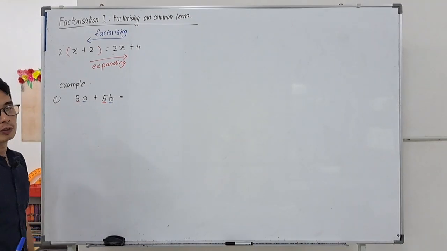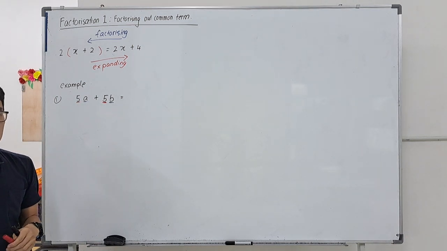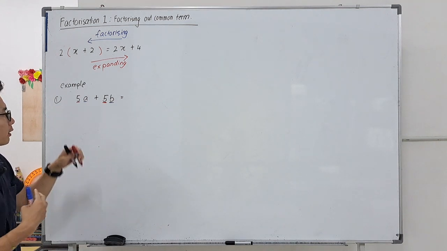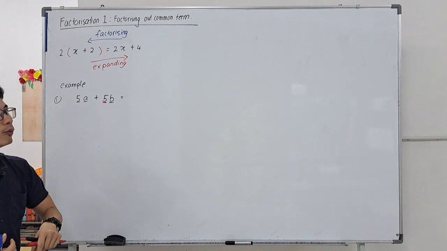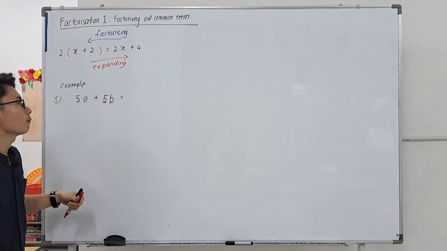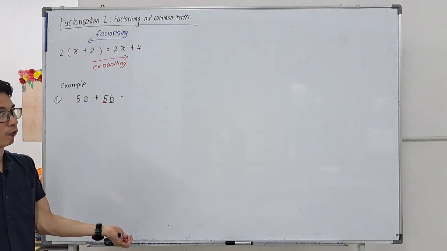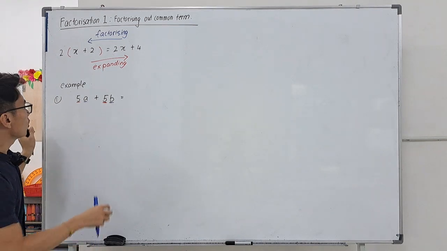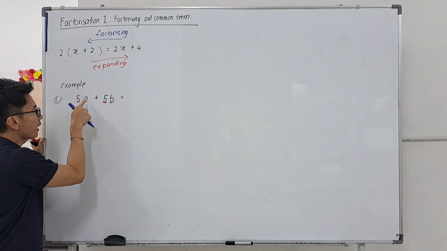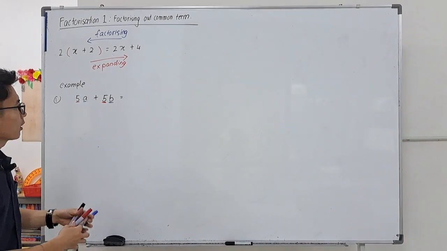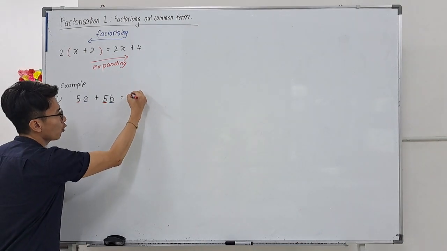So let's look at the numbers first. What is something that is common between these two numbers? If you look at them, you might notice that both of them are divisible by 5. Both of them can be divided by 5, right? That's one thing. And then what about the alphabets, the a and b? What's common, besides them being alphabets? Nothing, right? So they're just alphabets. So over here, what can I take out? Since these numbers have a similarity, we can take out the 5.